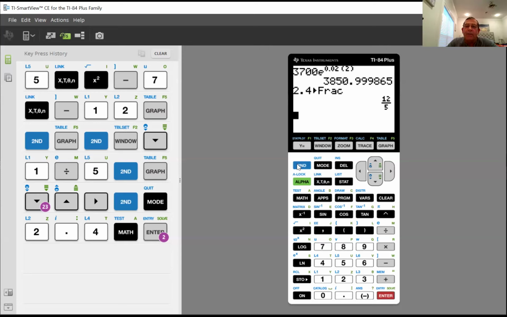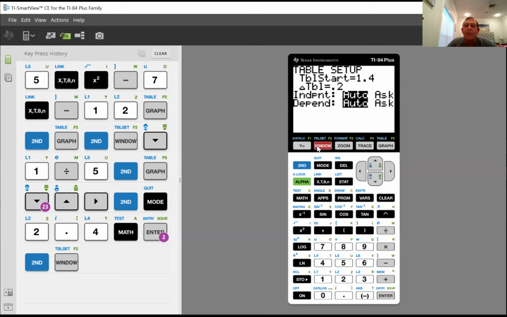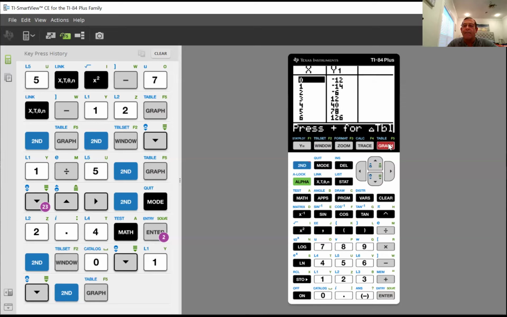Now, I'm going to fix my table back before I leave. I'm going to go to second window to pull up my table. You always wanted to start on a whole number, so I always started at 0. And then down here where we got 0.2, we need to change that back to a 1. Now, when I go back to my table by hitting second graph, it's back to normal, okay? So if you change the table, go back and change it back for future use. So, whoops.